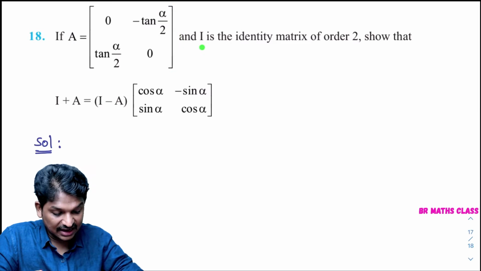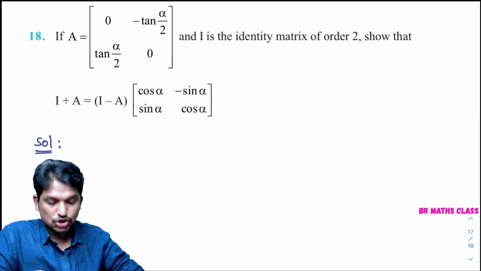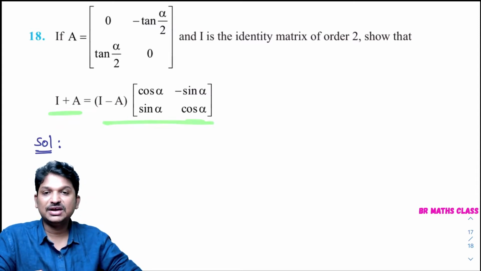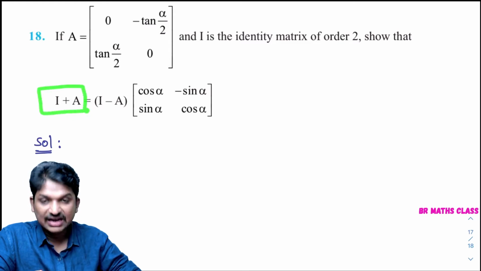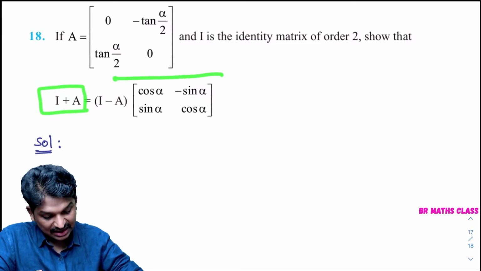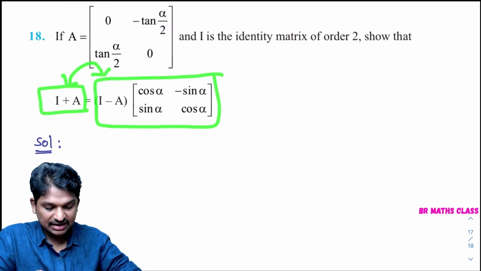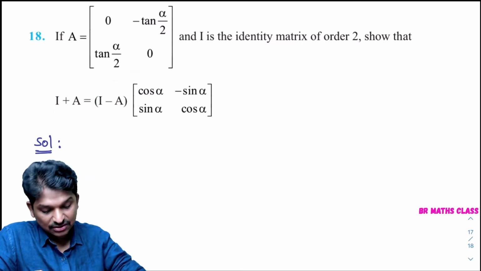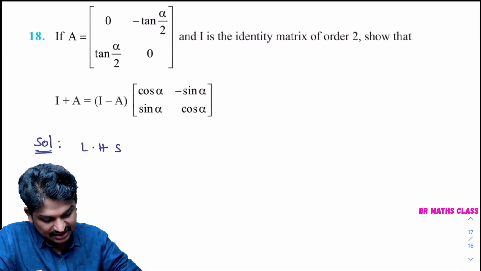You are saying that I is an identity matrix of order 2. Then show that I plus A equals I minus A into this matrix. So first, we need to show this. I'll calculate LHS and get some answer. Next, I'll calculate RHS. If LHS is the same as RHS, then we have shown this. So the basic idea is first calculate LHS.